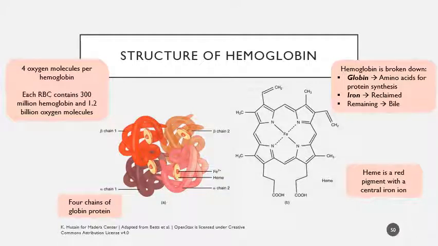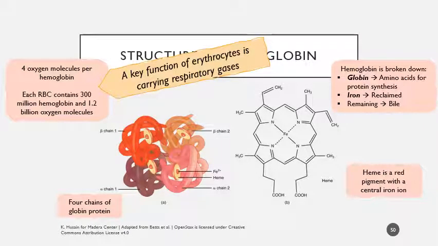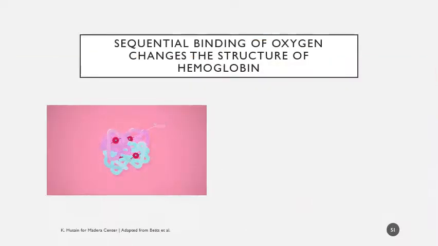So this is a slide that we saw earlier about the structure of hemoglobin, just kind of reminding you that hemoglobin has a tremendous oxygen carrying capacity. So again, a key function of erythrocytes, of red blood cells, is that they are capable of carrying respiratory gases. Traditionally, we think about that as being oxygen, but it's not just oxygen.